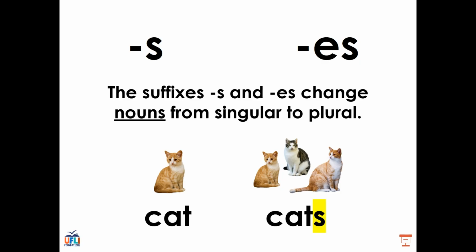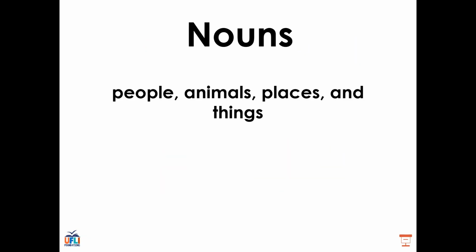Here we have a cat. A cat is a noun. When we have one singular cat, we do not have the suffix s. However, when we have multiple cats, we add the suffix s to show that there is more than one. We use the terms singular and plural to indicate whether there is one cat, singular, or cats, plural, meaning that there is more than one.